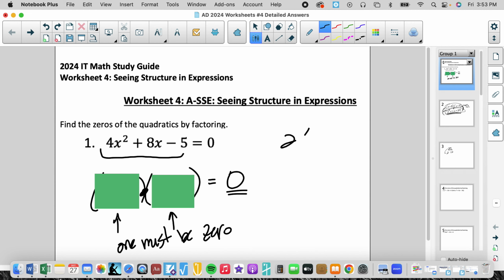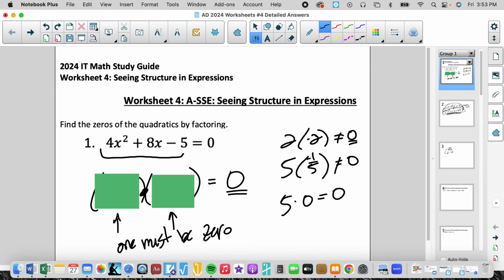No numbers, 2 times -2 does not equal 0. That equals -4. 5 times 1/5 does not give you 0, it gives you 1. Even if you do a negative, that would be -1. So those don't produce 0. The only way you can produce 0 is when you have 5 times 0, that equals 0. Give me another example of what produces 0. 0 times -7, that equals 0. Every single situation where you have a product of two numbers that equals 0, one of them must be 0.